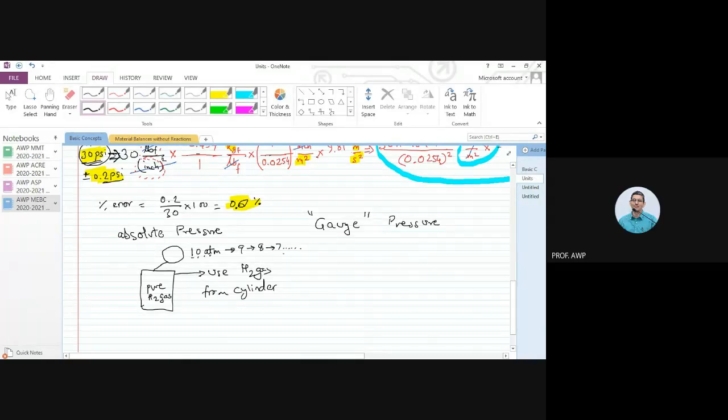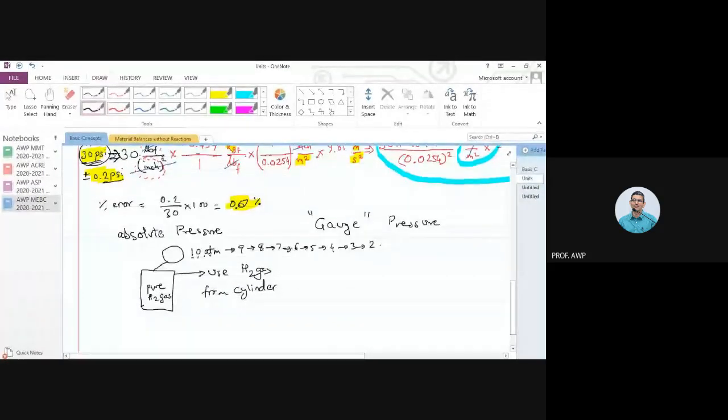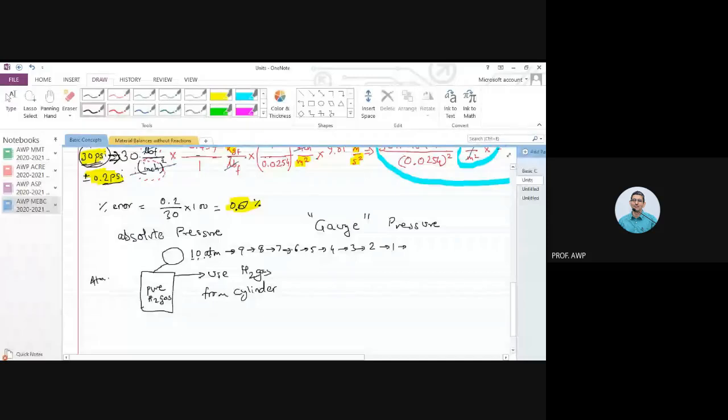Now I can keep on using this gas. Pressure becomes 6 atmospheres, 5, 4, 3, 2 atmospheres, pressure becomes 1 atmosphere, pressure becomes... Can I go below 1 atmosphere? No, sir. No. Right? Why not? Because then the pressure that is inside the cylinder is equal to the atmospheric pressure.